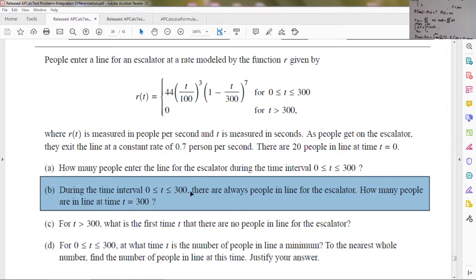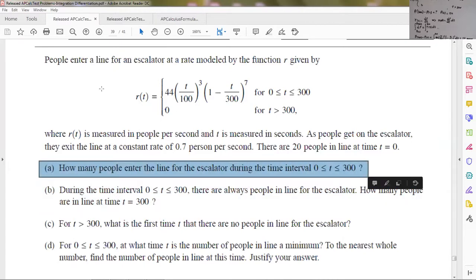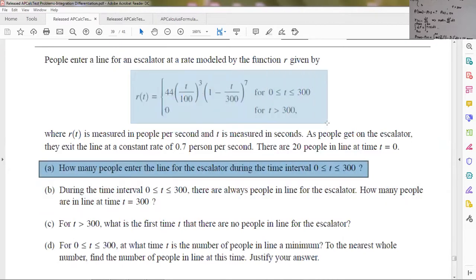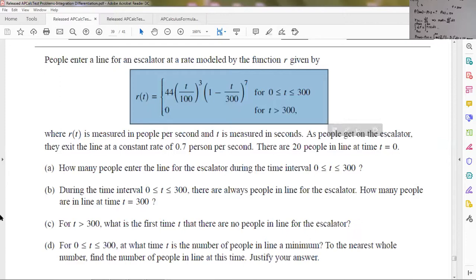During the time 0 to 300, there are always people in line for the escalator. How many people are in line at time 300? So the first question is how many people enter the line? This is the function enter the line, correct? Yeah, so we did this one. It says, okay, well, enter the line. So, well, this is the one.